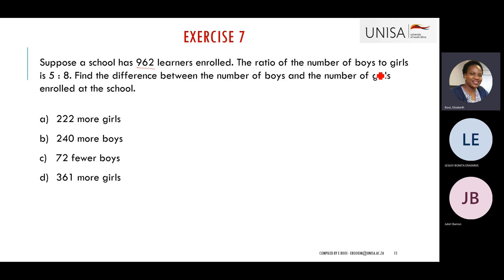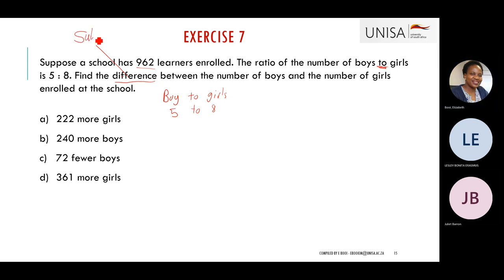So we know the total, we know the ratio of boys to girls. So boys to girls is 5:8. So there are 8 girls to 5 boys, or 5 boys to 8 girls in this situation. Find the difference. Difference means subtract. So somewhere we'll have to subtract. Find the difference between the number of boys and the number of girls enrolled at the school. So we need to find the difference. It's easy to do because we can find the ratio of boys and the ratio of girls, and then subtract the answer of how many girls and how many boys there are.